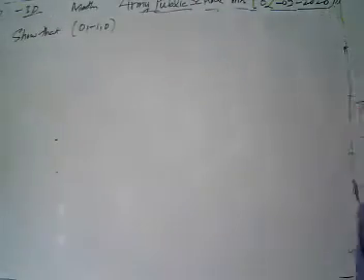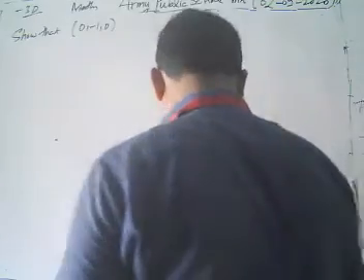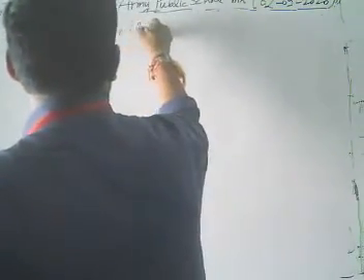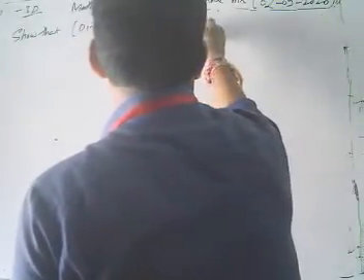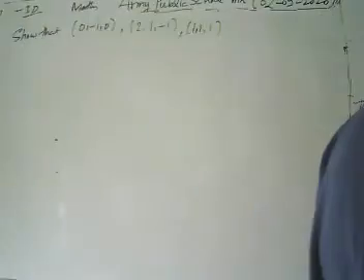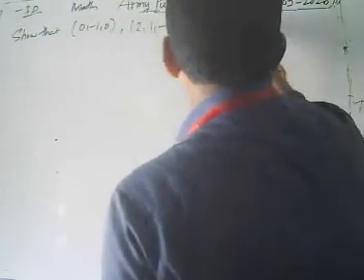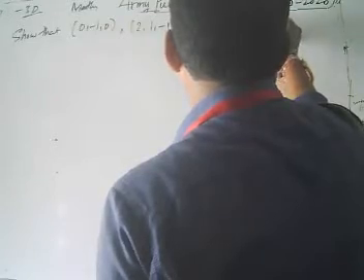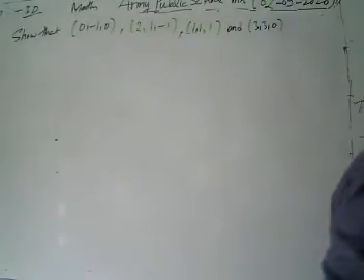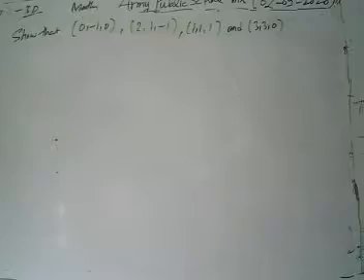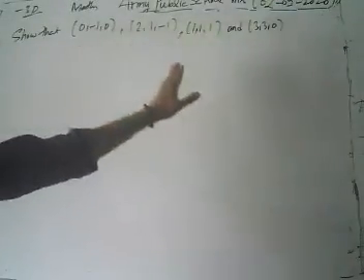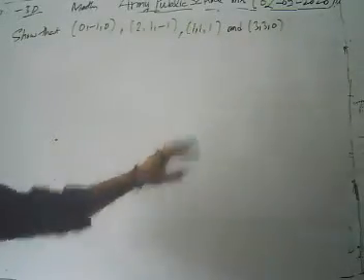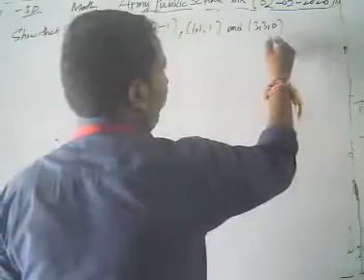Then we have 2, 1 and minus 1, then 1, 1, 1, and then 3, 3, 0. Look, what we have to show here is that the given 4 points are coplanar.